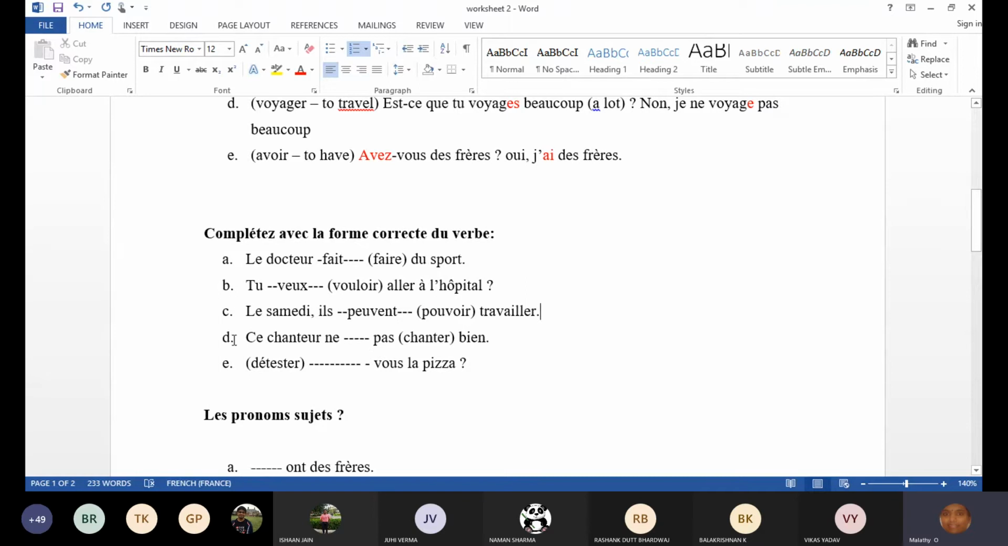And the next sentence is Le chanteur. This is a new word for you, so I'll write it. Le chanteur means the singer. So you can see the article is le. I've already given you the hint. If it's le, you're going to choose the il form. Chanter is an er verb, so you have to change the ending according to the subject.